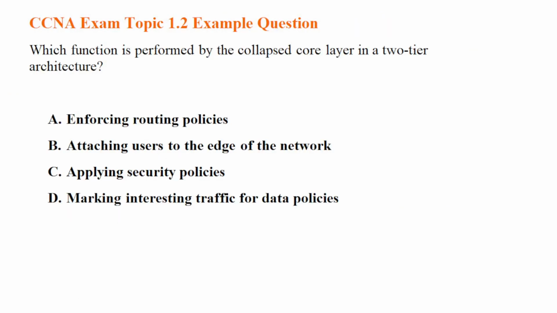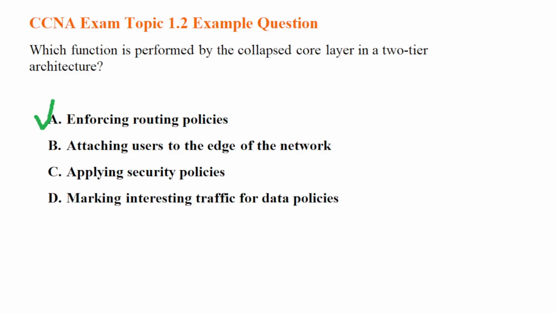This question asks, which function is performed by the collapsed core layer in a two-tier architecture? In a collapsed core design, the core and distribution layers are combined into one. Let's go through the options. A. Enforcing routing policies is correct. This is a function of the distribution layer, and in a collapsed core setup, that responsibility is included. The collapsed core handles routing decisions, including inter-VLAN routing. Let's continue with the other options.